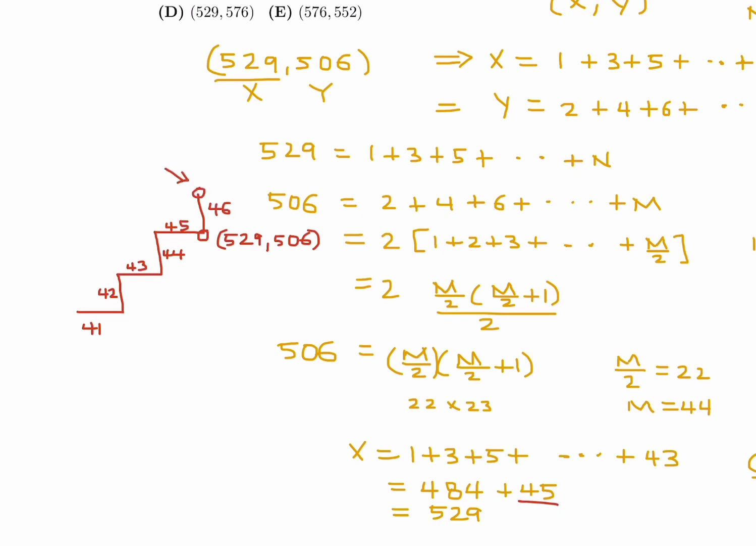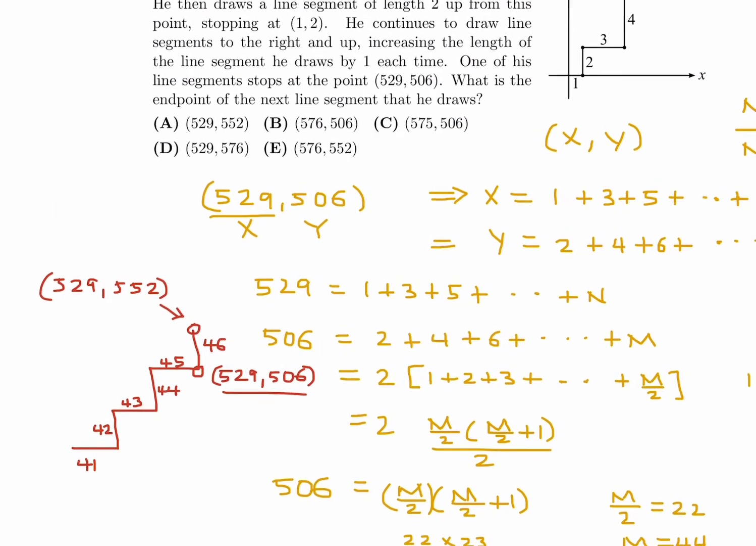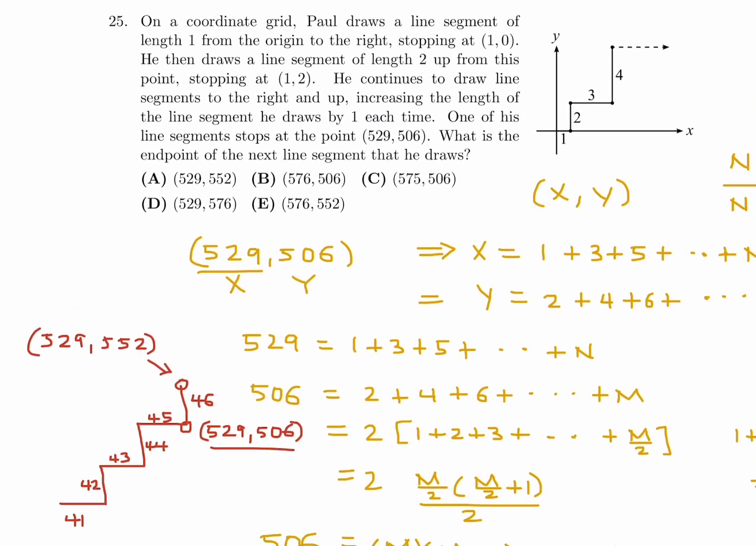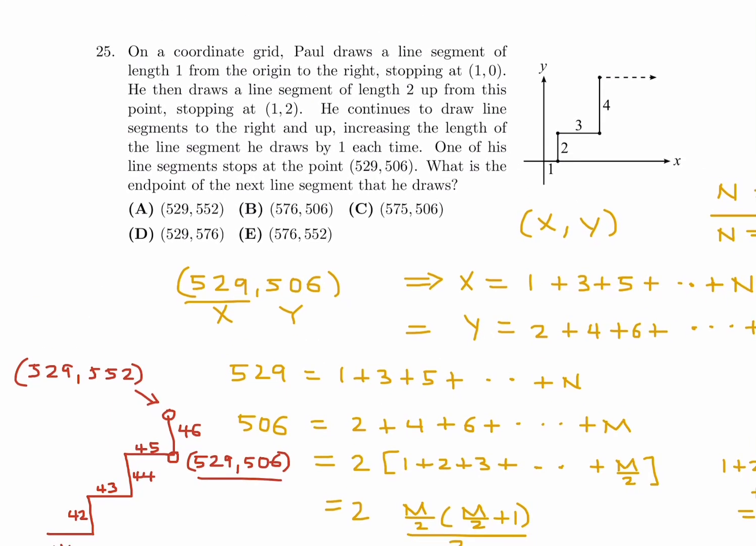And now if we keep going, we're going to go 46 up to get to this point. And they're saying, what are the coordinates of that point? Well, if you go up 46 from this point, the x-coordinate doesn't change. It just remains 529. But the y-coordinate definitely changed. You have to add 46 to the y-coordinate. And when you do, you get 552. So that is going to be the end point of the next line segment that he draws. And therefore, number 25, the answer is A.